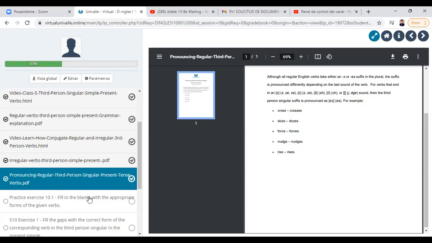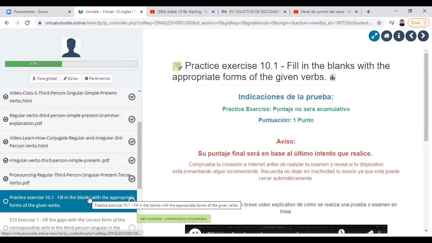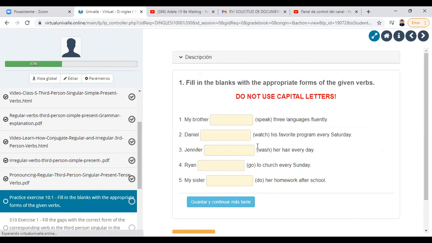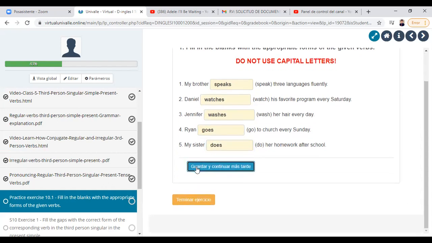And here we have a practice exercise. Fill in the blank with the appropriate form of the given verbs. Okay, we're going to get started. Our practice exercise: my brother speaks. Let's remember to not use capital letters. Daniel watches his favorite program every Saturday. Jennifer watches hers every day. Ryan goes to church every Sunday. My sister does her homework after school.